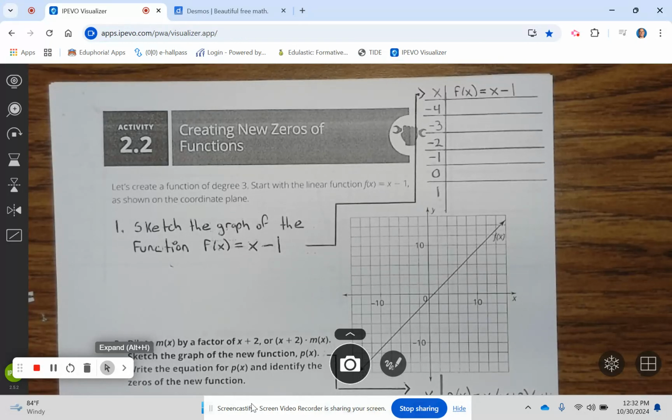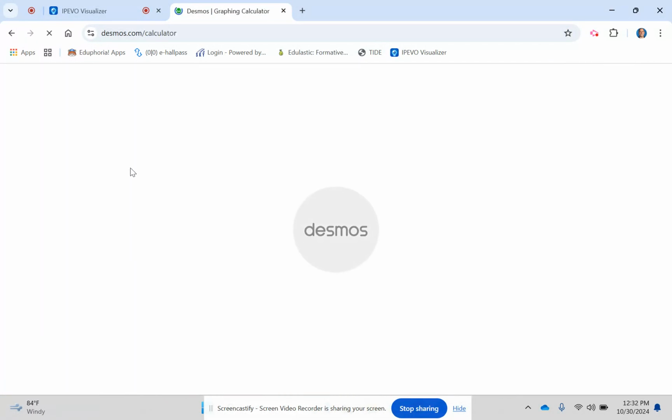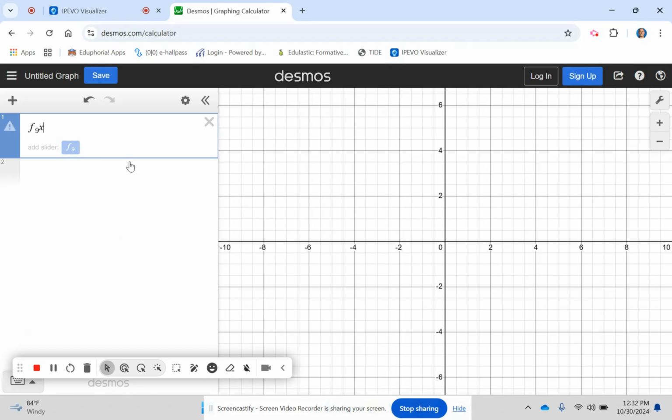Okay, Wildcat, segment at 2.2, creating a new zeros of functions. 1. Sketch the graph of the function f of x equals x minus 1. So to do that, we're going to go to Desmos, graphing calculator, we're going to graph f of x equals x minus 1.